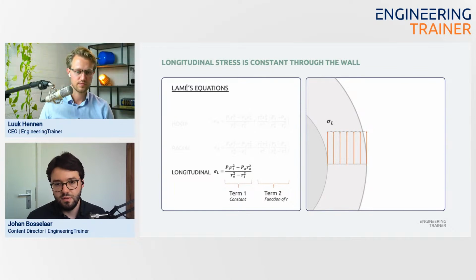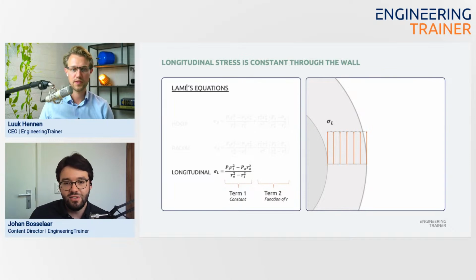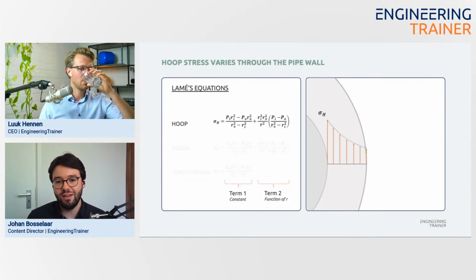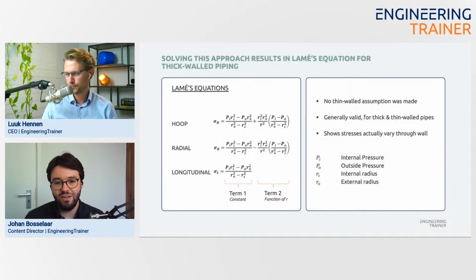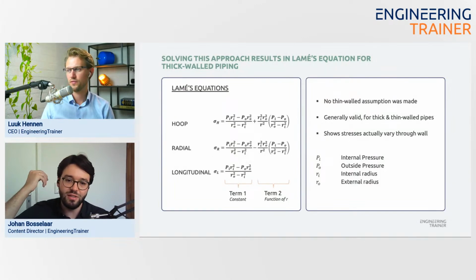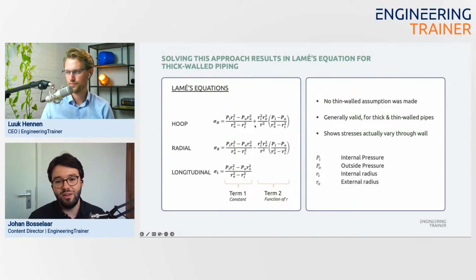What I find interesting about these equations is that the hoop stress and the radial stress equations are almost the same. The only difference is that in the hoop stress equation, there's a plus sign in the middle, and in the radial stress equation, there's a minus sign in the middle. Everything else is exactly the same.